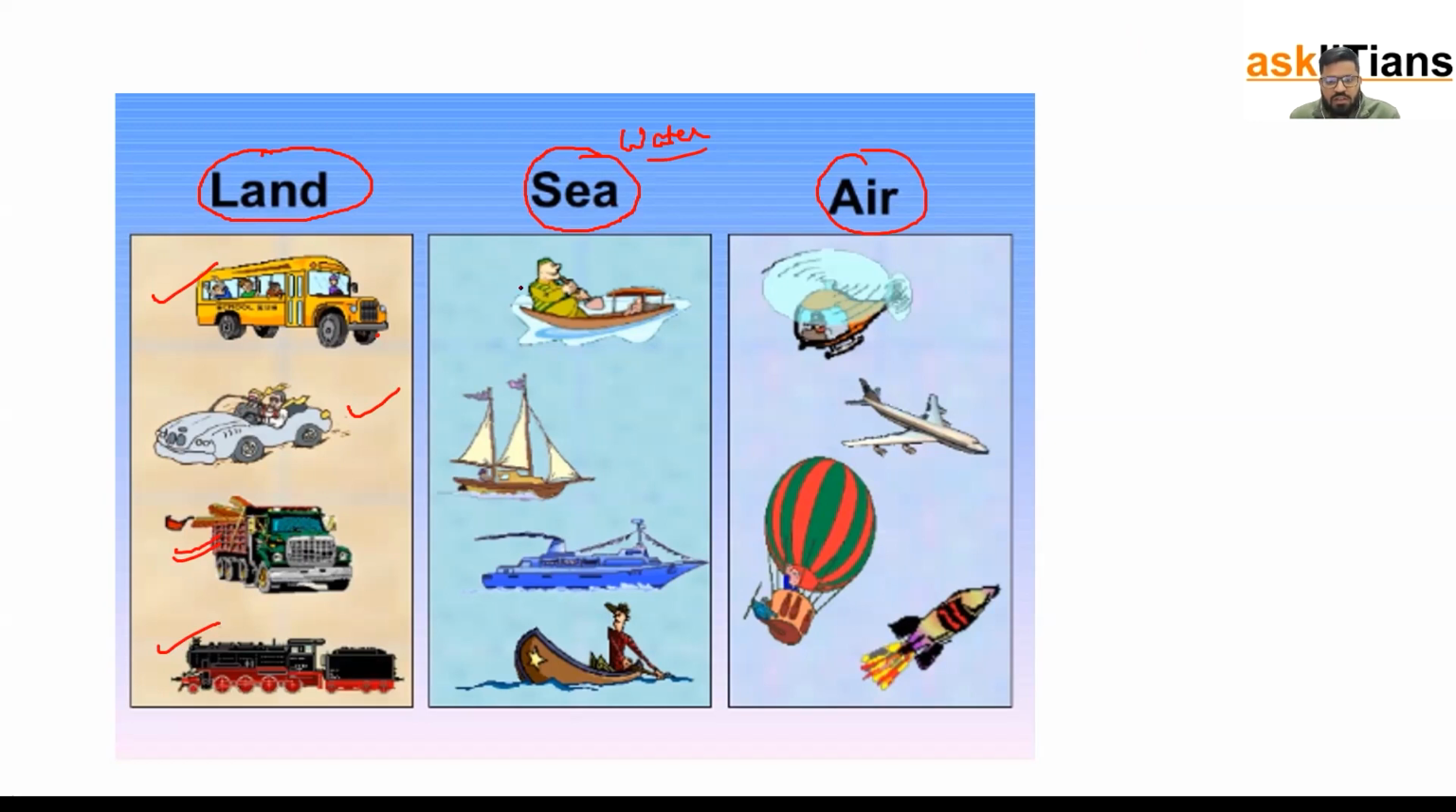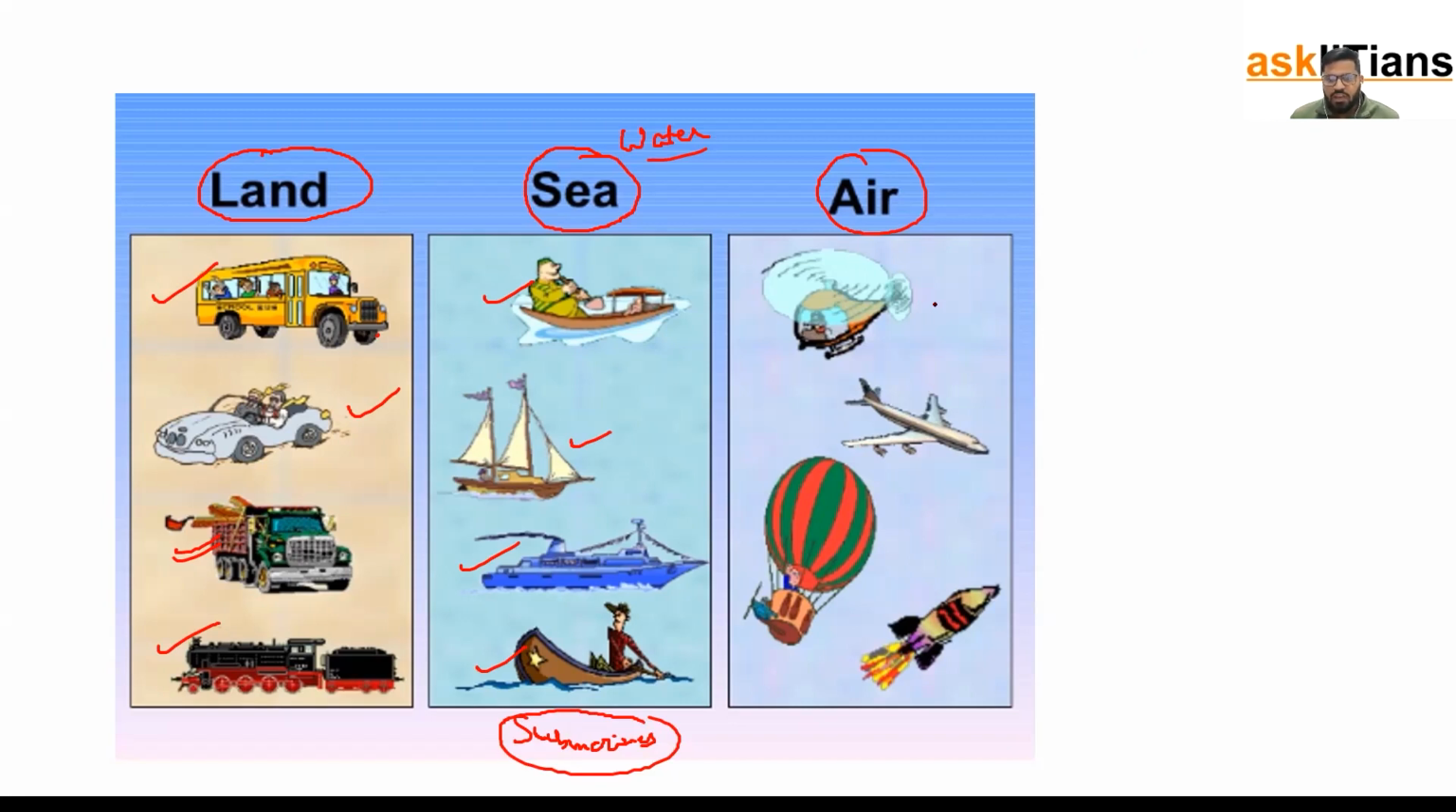Now talking about sea, we use boats, some more technological boats. These are the ships, and these are the simple design boats. Basically, boats and ships are the means of transport on sea. Today, if I talk about the latest technology, there are submarines, which move inside the water. So they are also categorized under water modes of transport.